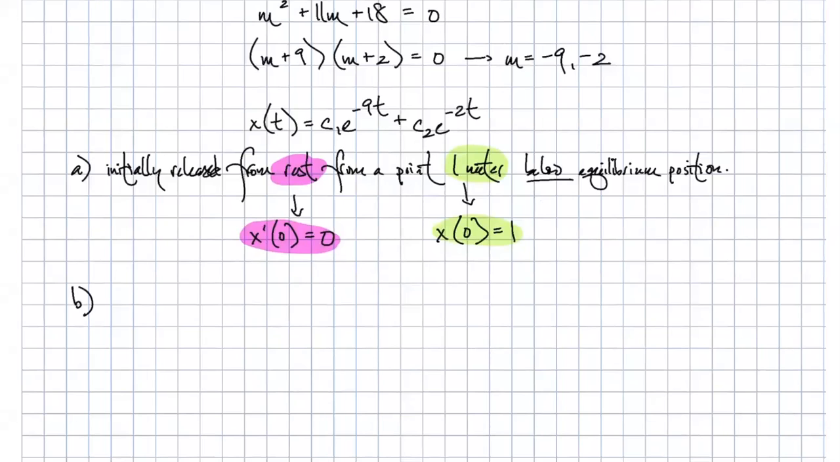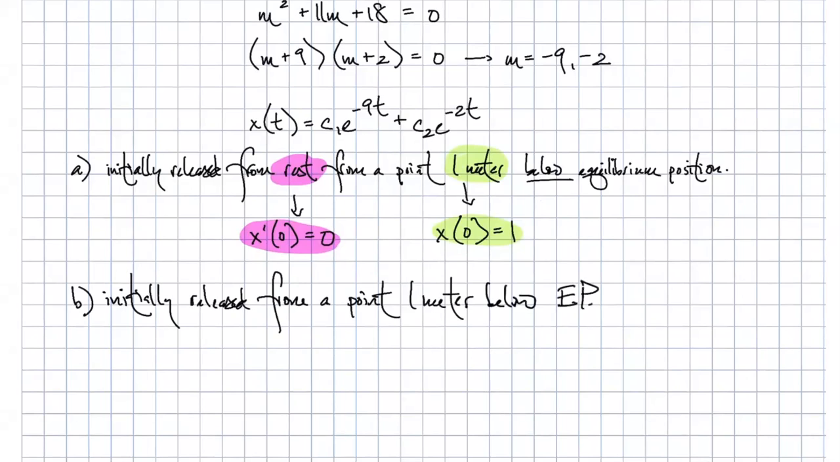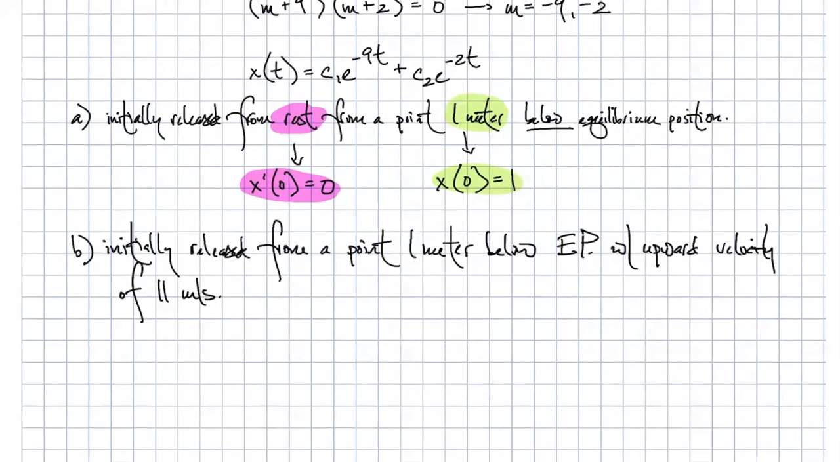Let's take a look at the second set of initial conditions, like a different scenario, right? How does that change? The second prompt says that it is initially released from a point 1 meter below the equilibrium point with upward velocity of 11 meters per second. And so does that change my green initial condition, my x of 0 equals 1? Does that one change in the second scenario?